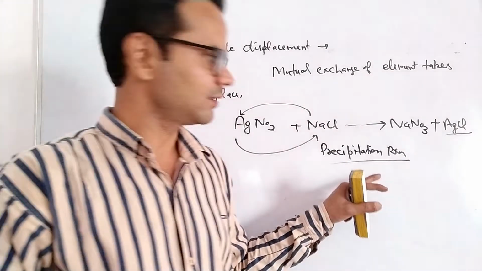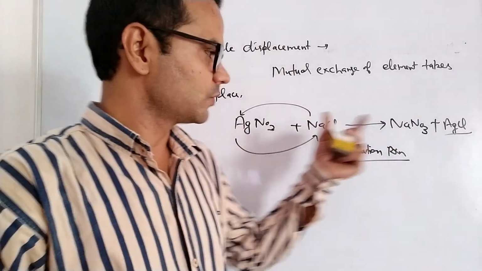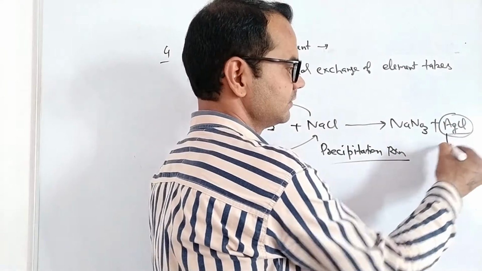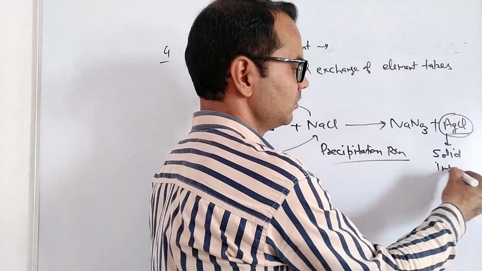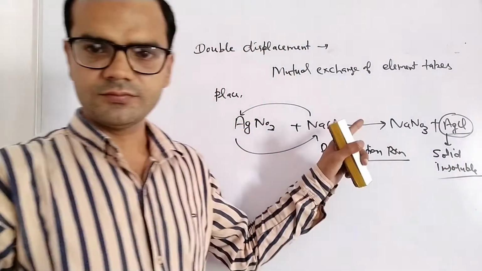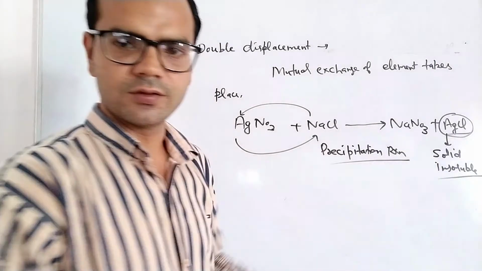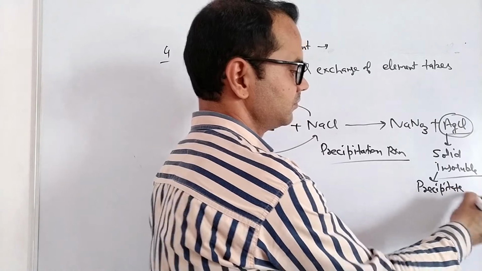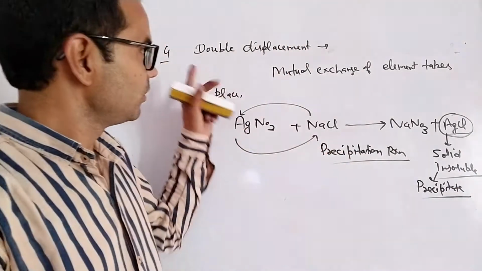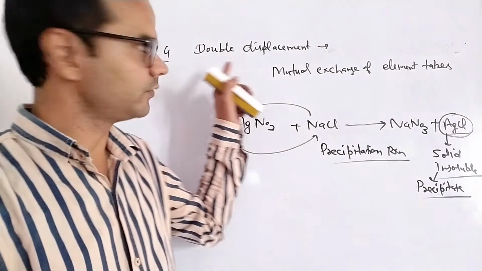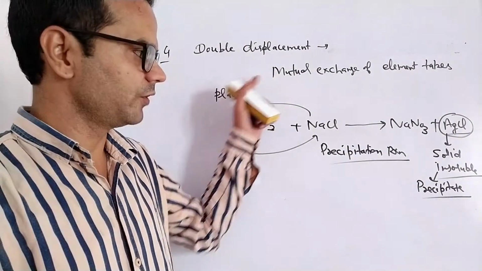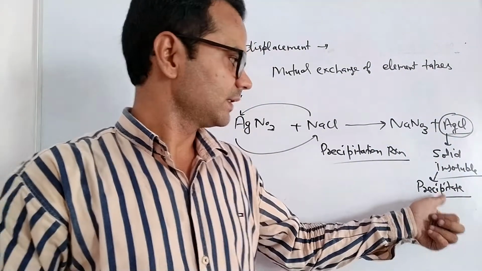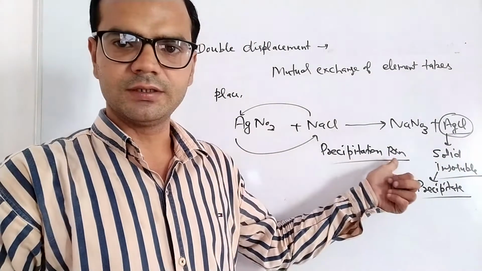What is a precipitation reaction? If a solid insoluble mass is formed during a reaction, for example, this silver chloride is in solid form, a solid insoluble substance is called a precipitate. Right? So a precipitation reaction is a type of double displacement reaction. If during a reaction a solid insoluble substance is formed, it is called a precipitate, and the reaction is called a precipitation reaction.